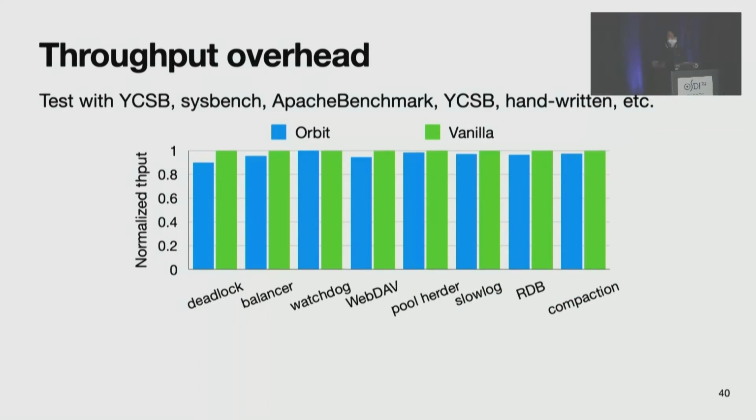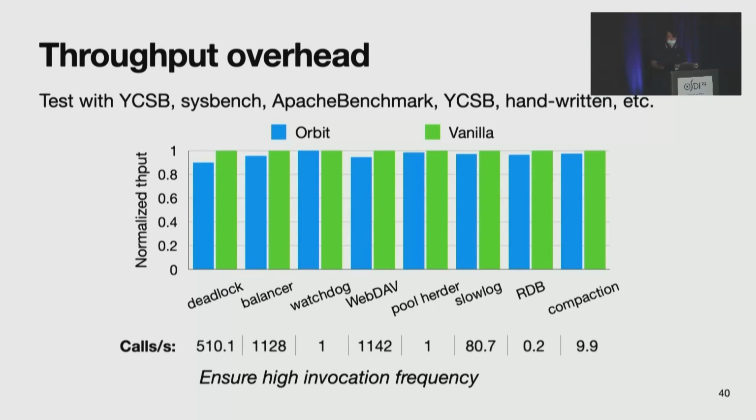We then tested how much overhead Orbit would incur. We used the standard testing tools and stressed the workload to invoke the auxiliary task frequently. We showed that all the systems have acceptable overhead with a maximum of 10% and a median of 3.3%.